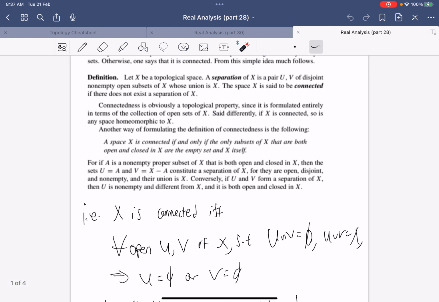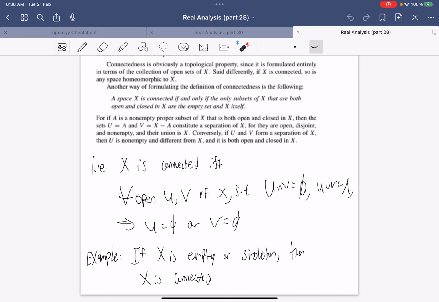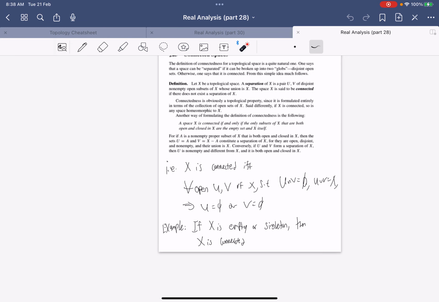And then we can also say that if A is a proper subset of X that is both open and closed, then it will form a separation. So it is saying that your space is connected if and only if for all open U and V such that they are disjoint and union to X, one of them must be empty. It's trying to imply that the only open and closed sets in your topology are the empty set or the whole set. That is what it's trying to say.